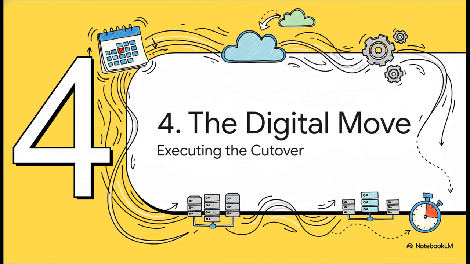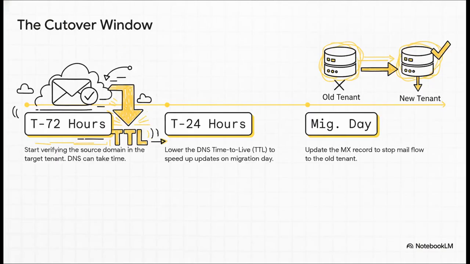All right, deep breaths. All the planning, all the prep, it all leads to this moment, the digital move itself. This is the cutover, the main event. It's a super choreographed, usually weekend-long series of technical steps where you make the migration happen. The final countdown kicks off about 72 hours before go time. That's when you pre-verify the email domain in the new tenant.